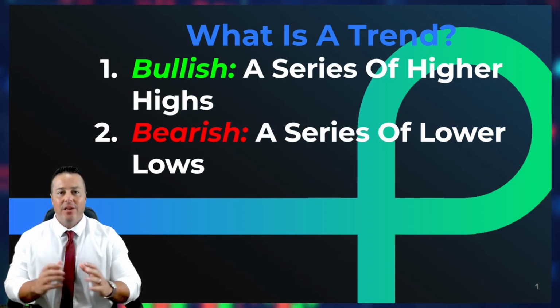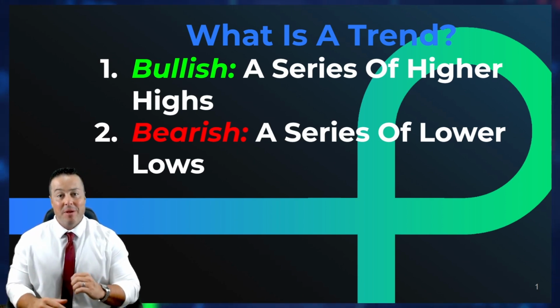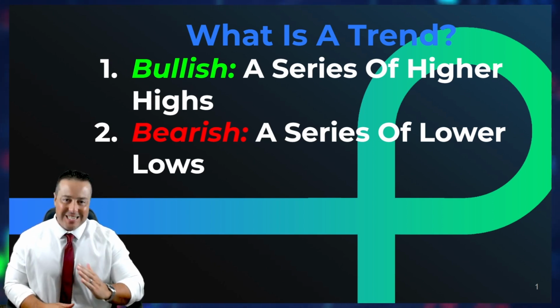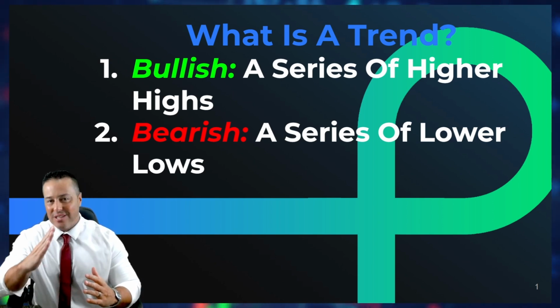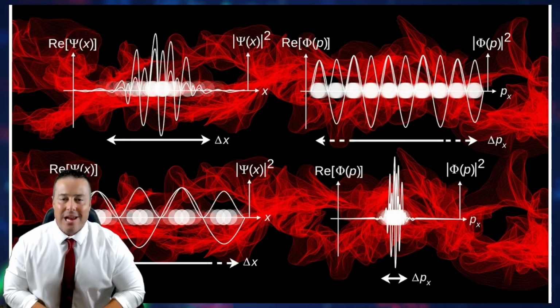Okay, the first thing we need to do is define what a trend is. A trend is a directional move in price. It can be bullish or bearish. A bullish trend is a series of higher highs. Price has an upward trajectory. A bearish trend is a series of lower lows. Price is falling in a really concerted, sustained fashion.